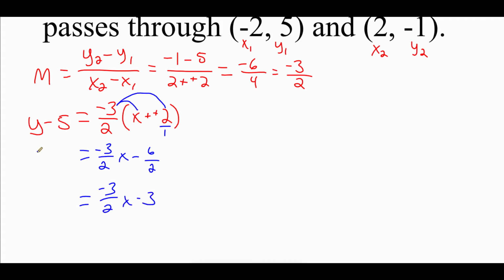Now we haven't done anything on the left-hand side yet, so that's still y minus 5. But remember, our goal is to get this written in y equals mx plus b form. So I'm going to add that 5 over to the right-hand side. So the minus 5 and the plus 5 cancel each other out, so we get y equals. On the right-hand side, we still have the negative 3 halves x, but now we need to take the negative 3 and add 5 to that, so we would get plus 2.